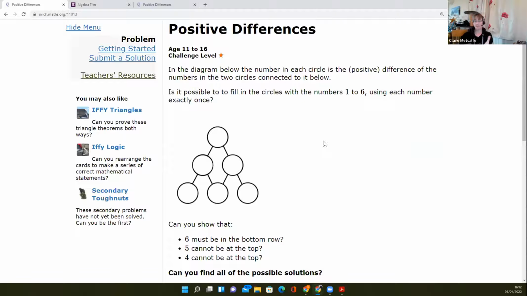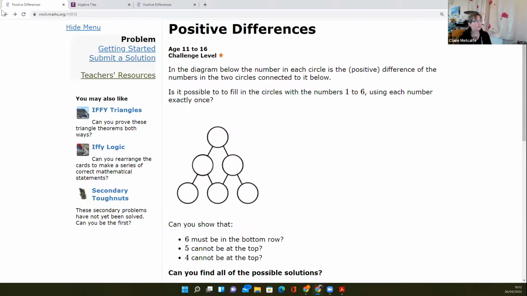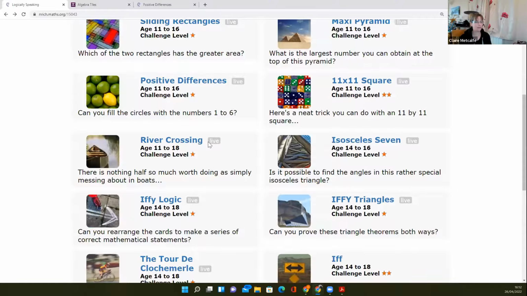So you'll see here, this is the same problem we've just looked at, and there are a few hints for students to think about, similar to how we've been doing it. There are also some more hints in getting started. That includes can 4, 5, and 6 all be in the bottom row. So there's lots of things there for students to get started on and try to reduce the actual numbers. And if I remember rightly, there are only 2 possible ways of doing this. That's the first problem that we've featured in this half term.